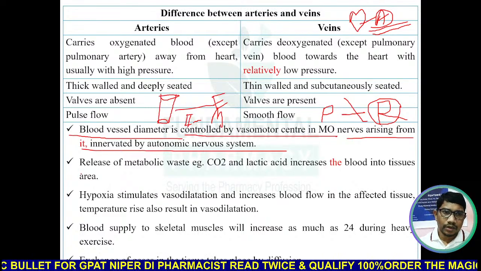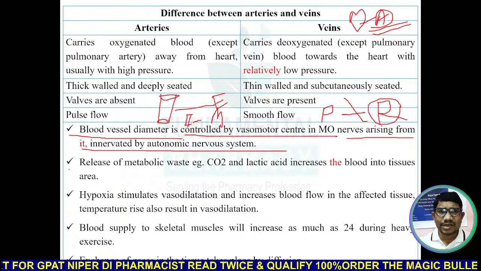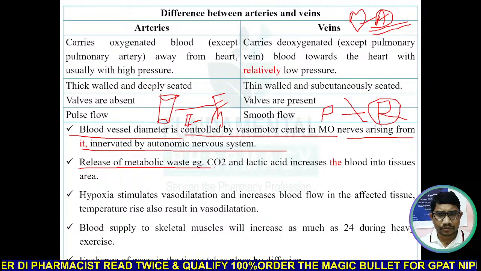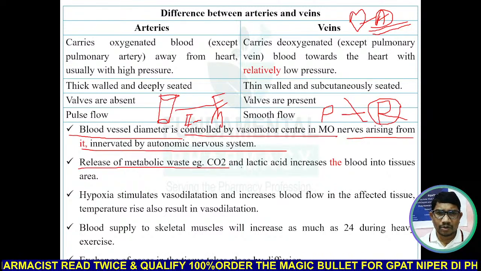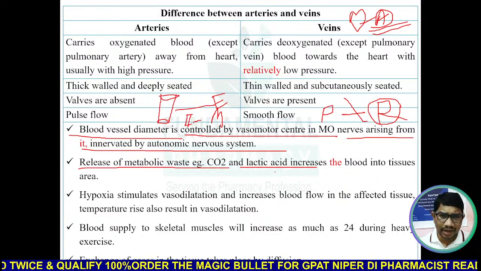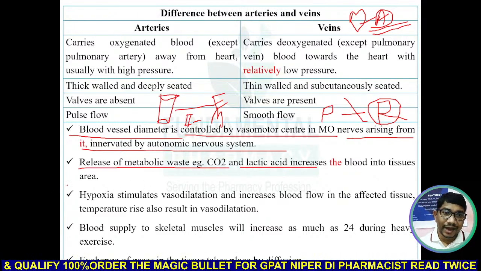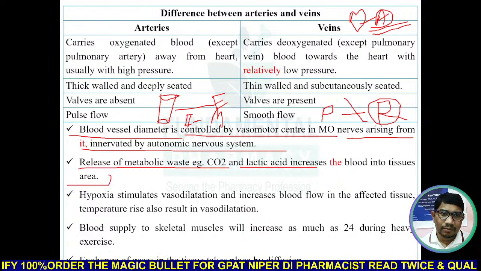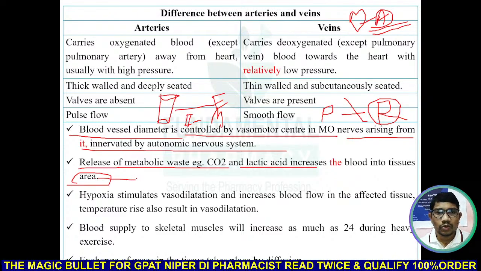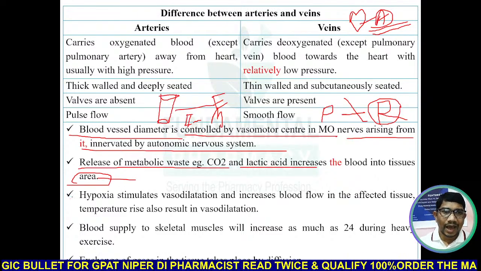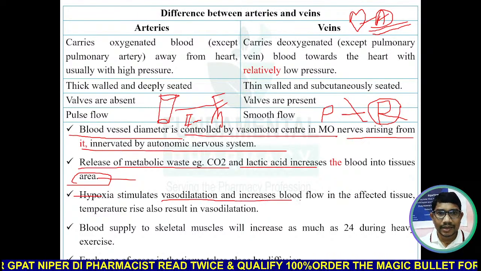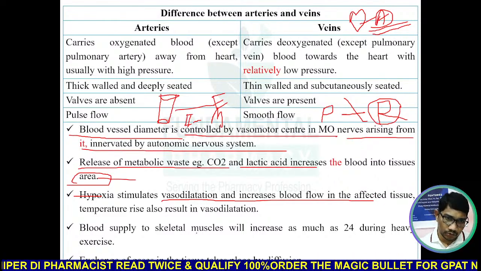Right now, दूसरा होता है, again blood vessels can control the diameter by releasing metabolic waste, for example carbon dioxide, lactic acid. So an increase in carbon dioxide and lactic acid in the blood and in the tissue will dilate the blood vessel, so that more blood will be supplied to the tissue. Hypoxia, less oxygen in the blood, also stimulates vasodilation and increases the blood flow in the affected tissue.